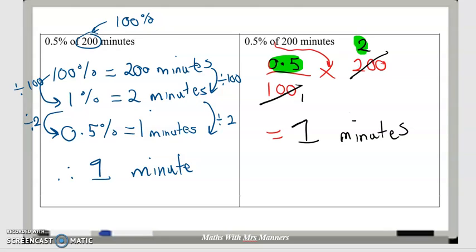I'd say for that example, both questions seem to work out about the same. I hope you like both methods. I hope you feel comfortable using them.